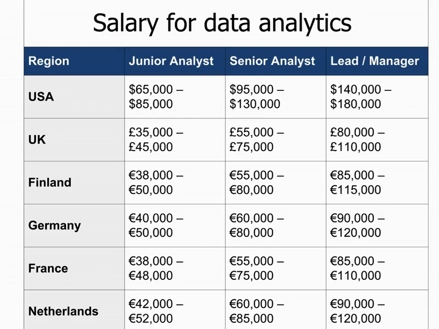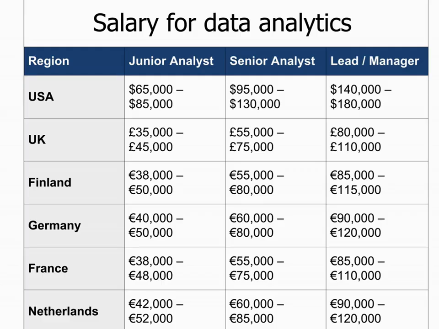At the junior analyst level, salaries typically range from around $38,000 to $85,000 or euros depending on the country. This is the entry point for professionals who are developing their analytical skills and gaining practical experience with data tools and business processes. As professionals gain experience and move into senior analyst positions, salaries increase significantly. Senior analysts are expected to handle more complex projects, lead analytical initiatives, and provide strategic recommendations to organizations. In many countries, senior analysts earn between 55,000 and 130,000 annually.